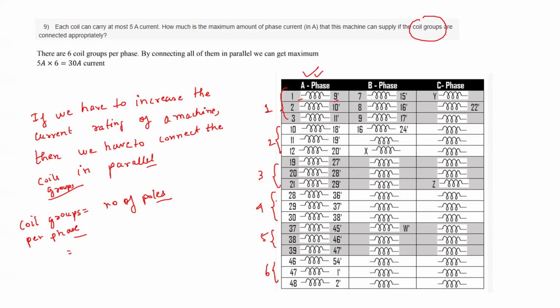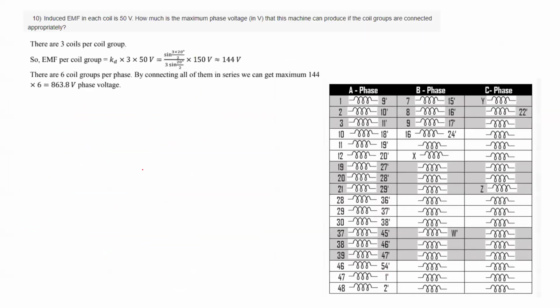So if I connect the coil groups in parallel, then what will happen? I will get this 5 ampere into 6 coil groups as 30 ampere. So this is the maximum current rating which you can obtain. So if you have to increase the maximum current rating, then we have to connect the coil groups in parallel.